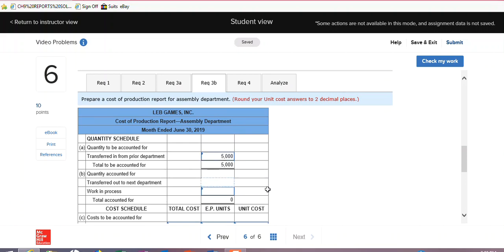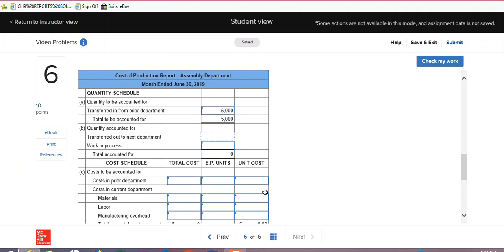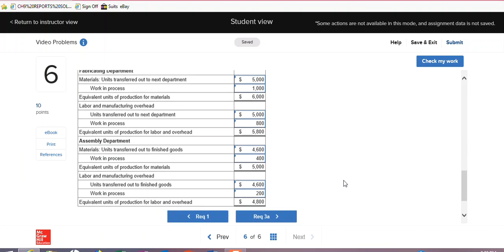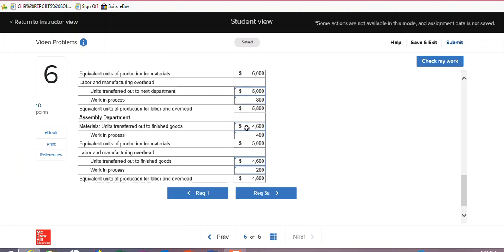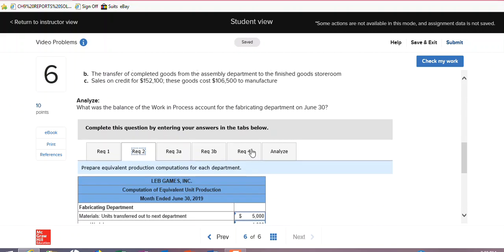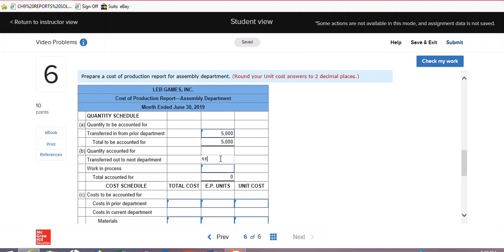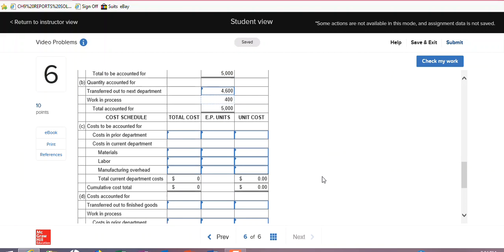And then the total units that we had to account for, if we go back over here, we had some that were transferred out, and then we had some that were in process. So 4,600 were transferred out, 400 were still in process. All right, and then we're down to this lovely second part of the chart. So we have our cost, our units, and our unit cost.